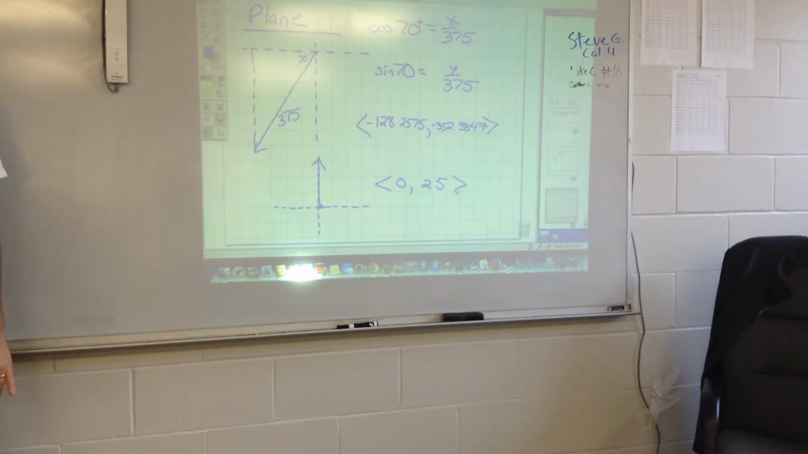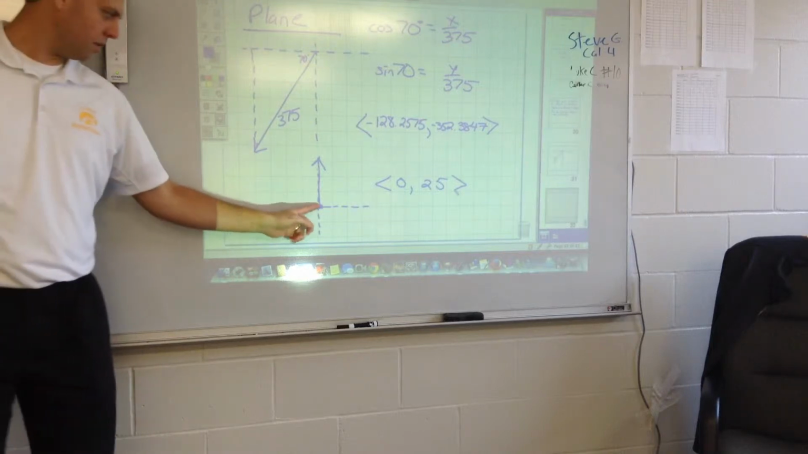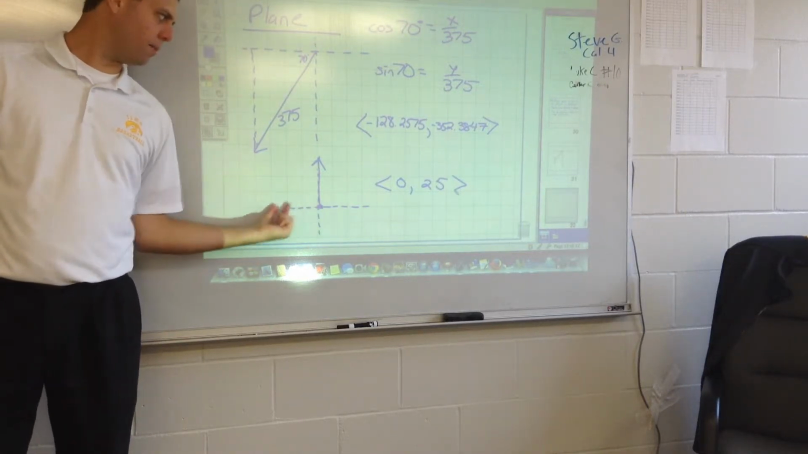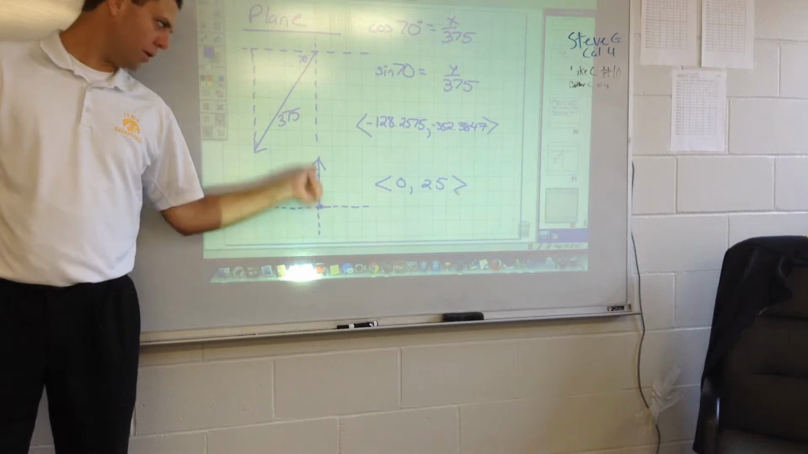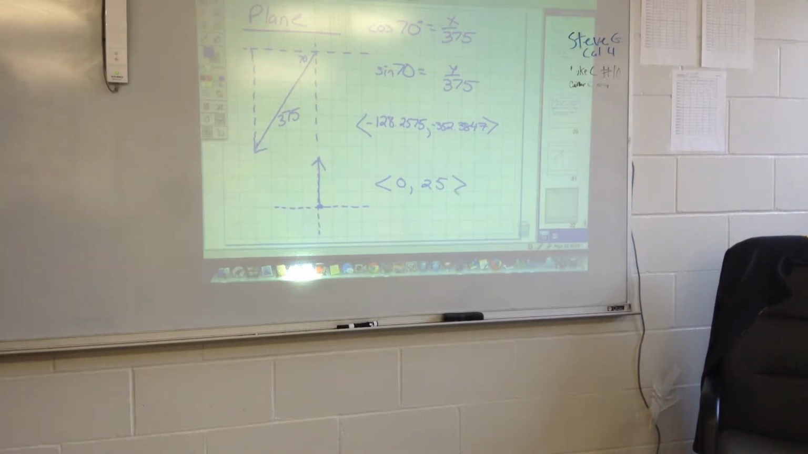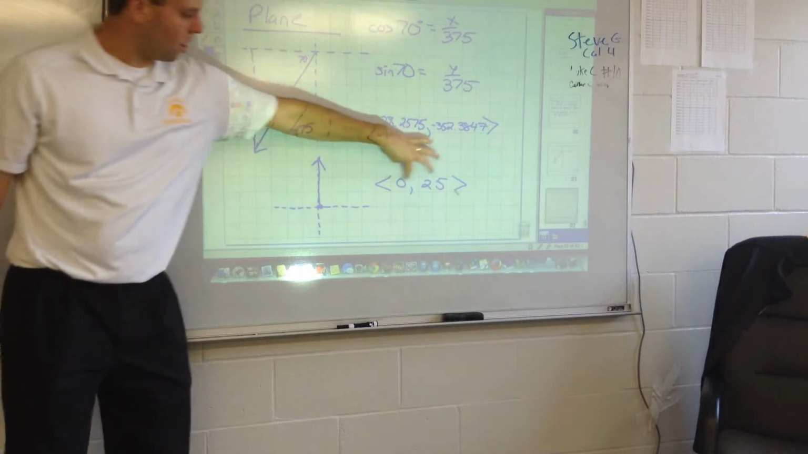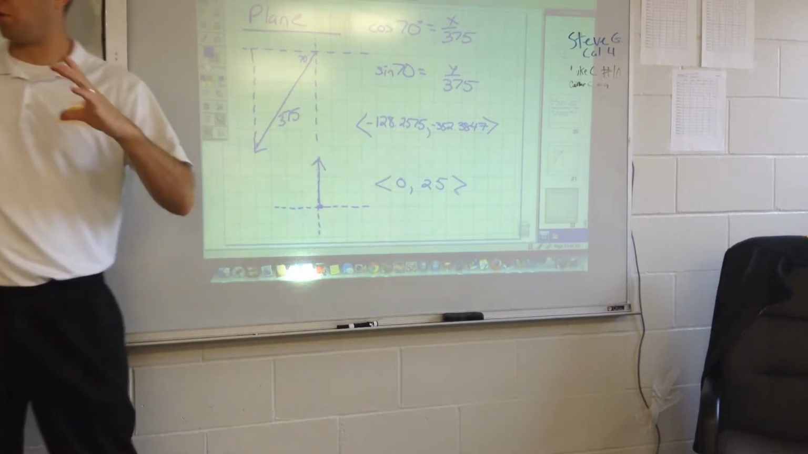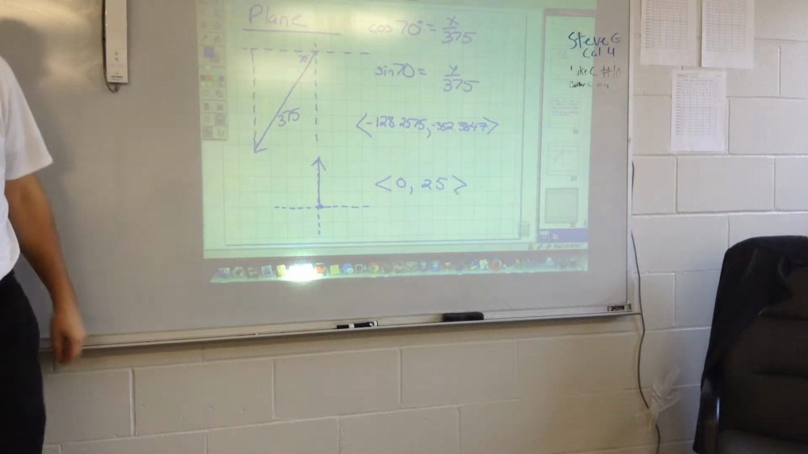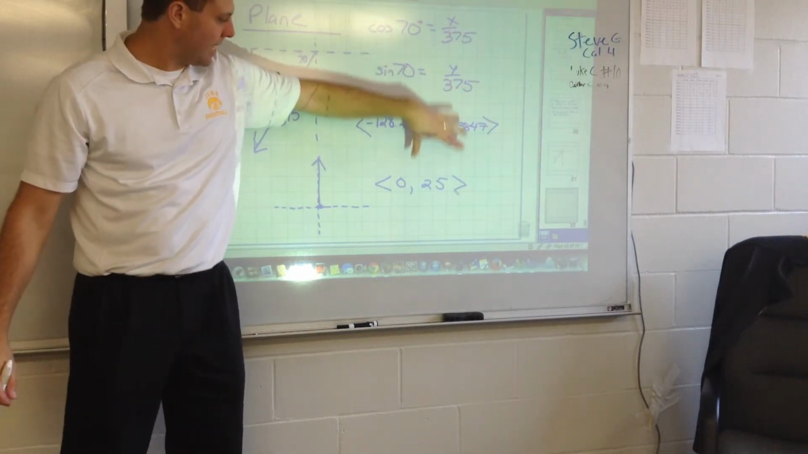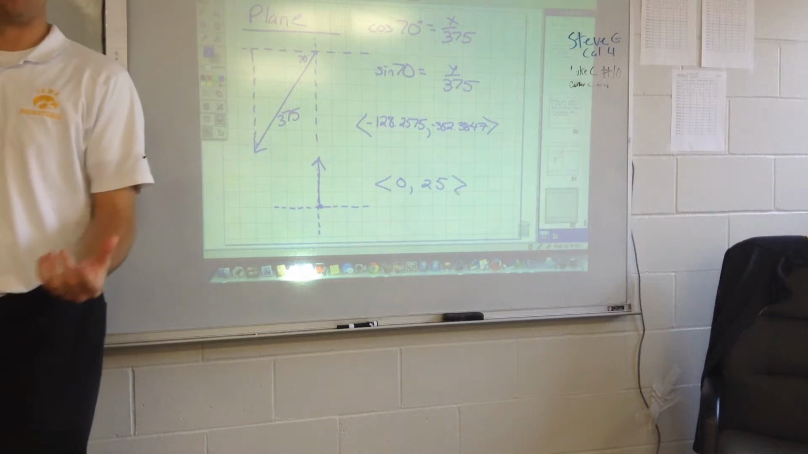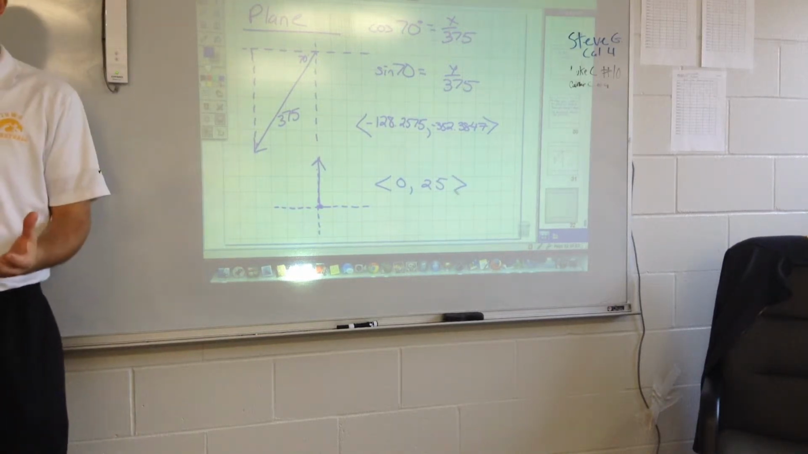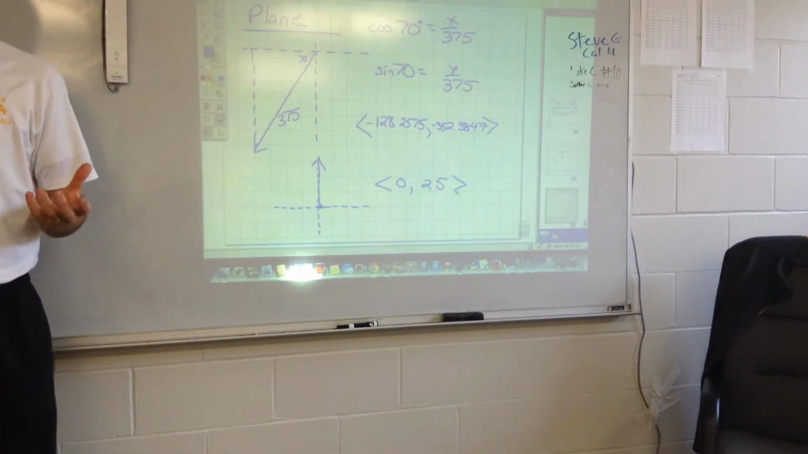Everybody okay with that? Because the wind is not blowing any part of the x direction. It's blowing the airplane straight north, 25 miles per hour. So that is our wind vector as an ordered pair. Okay? So I got what the plane's doing, I got what the wind's doing. The resultant is the sum of those two vectors.